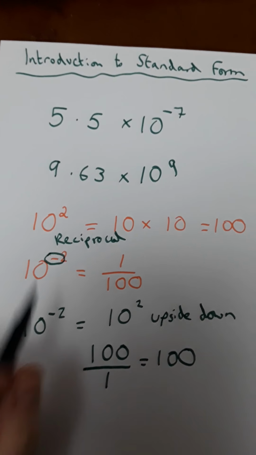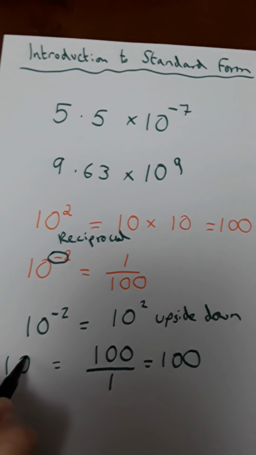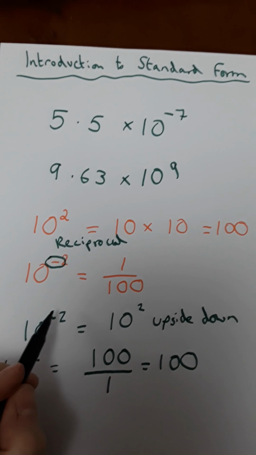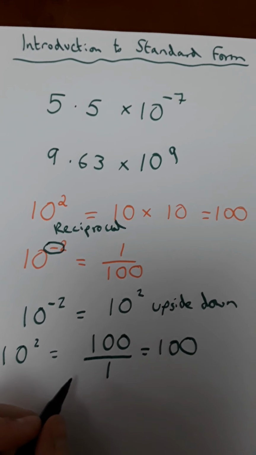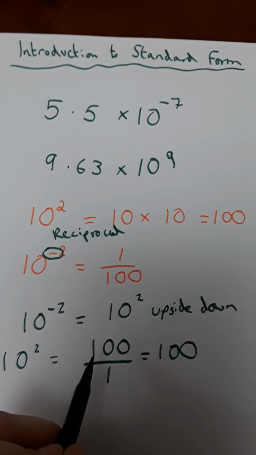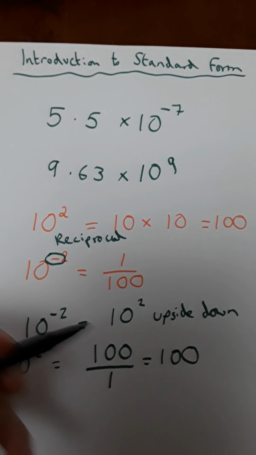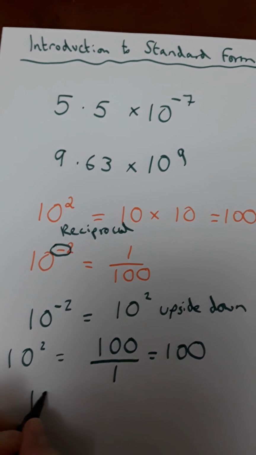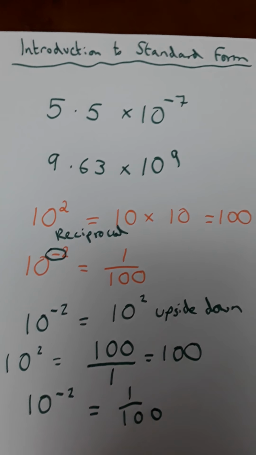Now, the reciprocal, we know we need to calculate this, so this is 10 squared at the moment. The reciprocal makes us flip it upside down to make it the opposite of it. So when we see 100, we write it as 100 over 1 in a fraction, and that allows us then to flip it the other way round. So actually 10 to the minus 2 is 1 over 100. So that's the reciprocal.